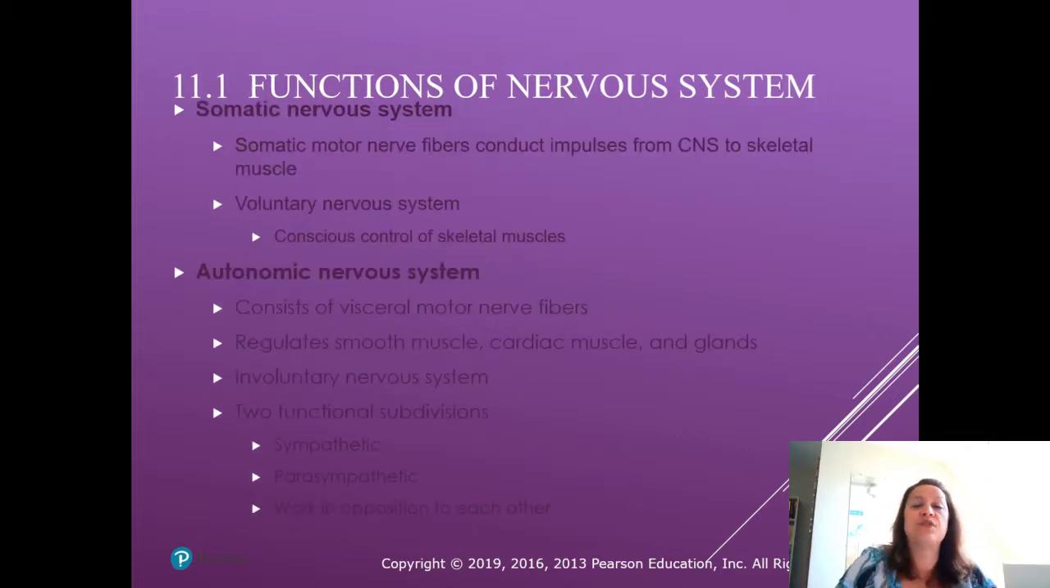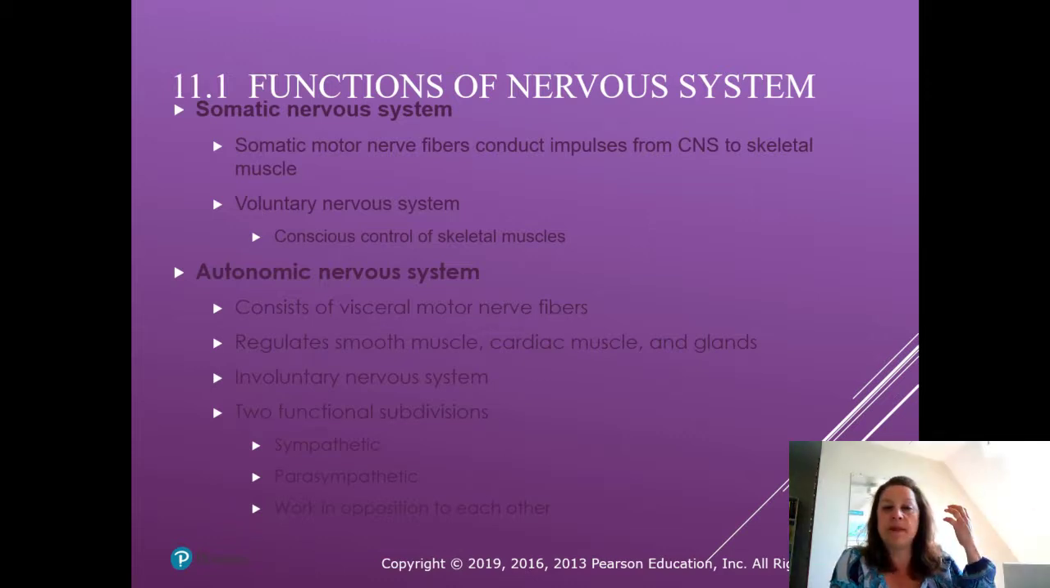And again, the somatic nervous system is voluntary. The autonomic nervous system is involuntary, something that the body will just do as a result of the regulation of smooth muscle, cardiac muscle, glands, things like that. With the autonomic nervous system, there is no sort of on-off, right? If I want to contract my bicep, I can stop it anytime because I'm thinking about it. Right? There's an on and an off.